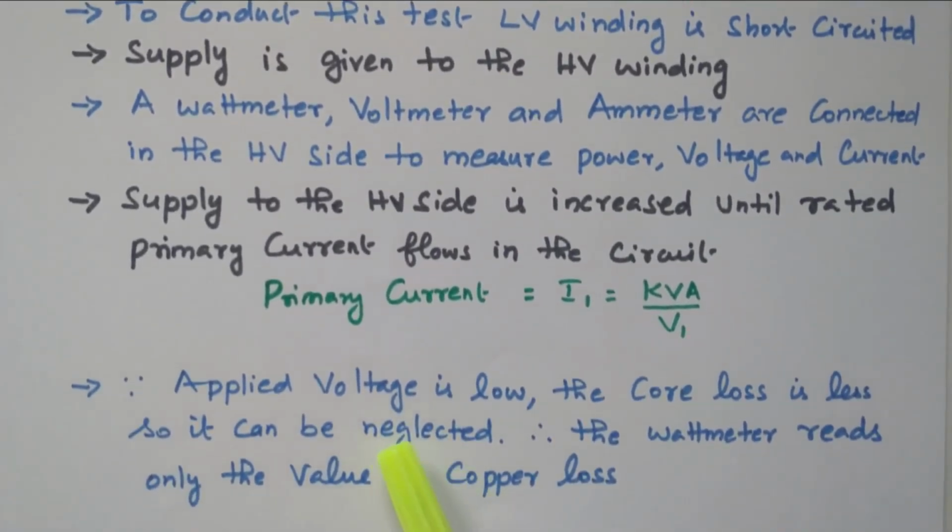Now the applied voltage is low, so the core loss is less and can be neglected. At the same time, the current is more, so copper loss will be more. So the wattmeter reads only the value of copper loss. Iron loss is neglected. Total loss is iron loss plus copper loss, but because of low voltage, iron loss is neglected. We can consider only the copper loss. So the wattmeter reading is nothing but the value of the copper loss.